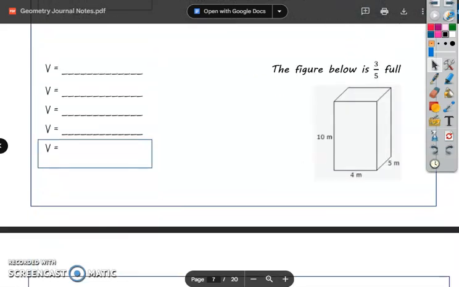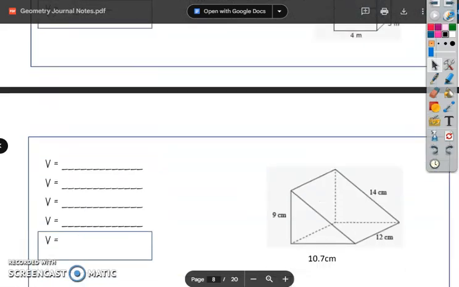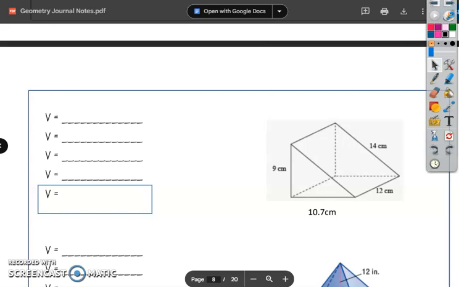If I come down, I see another prism. Here again, another prism. Prisms are mostly rectangles. This is a triangular prism because you have two bases that are triangles and everything else is a rectangle. This is a triangular prism.